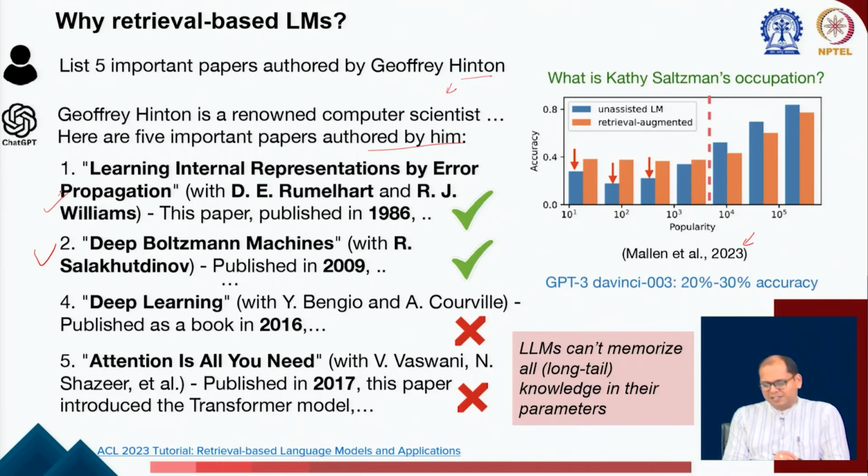The renowned computer scientist. Here are 5 important papers authored by him, and it gives actually 5 references, and it turns out the first 2 are really works by Hinton, and this is correct. But then it starts giving output that is not by Hinton, like the Deep Learning book. It may have many references from Hinton's papers, but this is not authored by Hinton, or it's not a paper by Hinton.